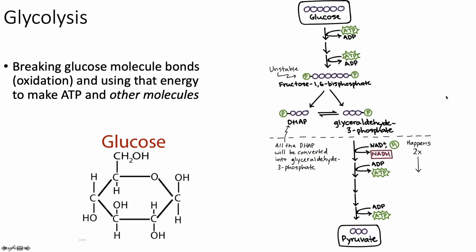And so we actually end up with a net total of 2 ATP because I had to spend 2 to make 4. So in the end, we're making 4 ATP, 1, 2, 3, 4. We had to spend 2, so you have a net gain of 2. And 2 NADHs, 1 for each time that each half goes through here.